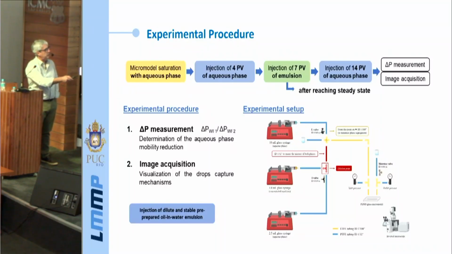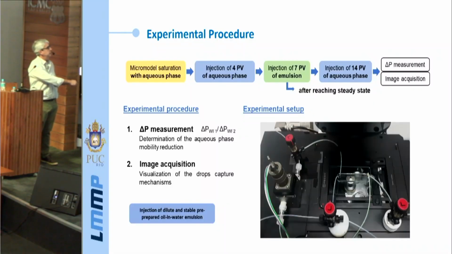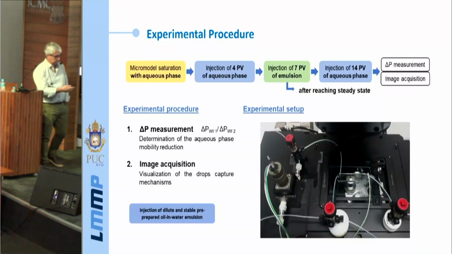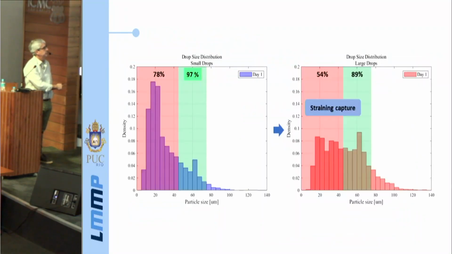So this is the setup with syringe pumps. The micromodel sits in the inverted microscope such that we can see what's going on. Here's just a photo of the experimental setup. You cannot see the pumps. The pump is somewhere here, but you have the pressure transducer, and here's the micromodel sitting in the microscope.